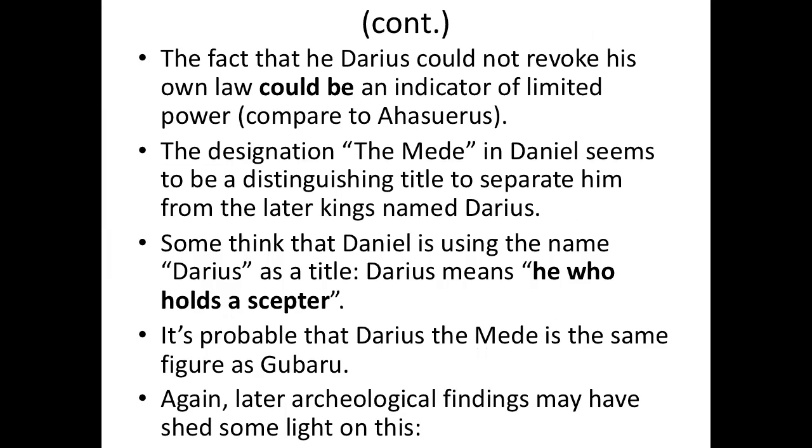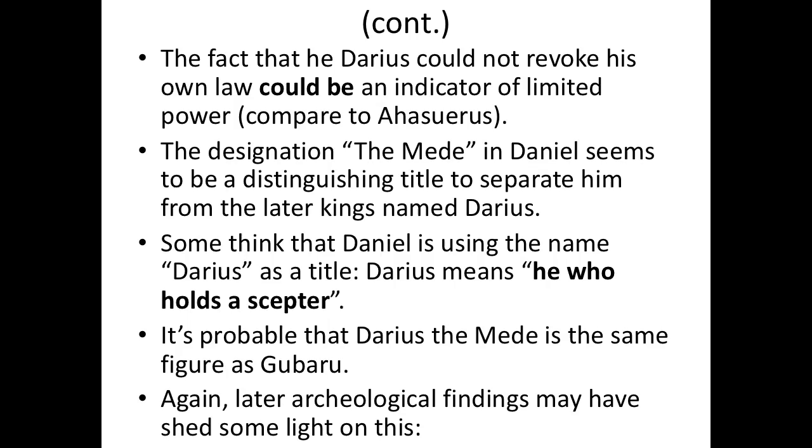But the designation "the Mede" in Daniel, and I already brought this up, seems to be a distinguishing title to separate him from later kings named Darius. So some think that Daniel is using the name Darius as a title. In other words, Darius means he who holds a scepter. So it could be the title of the king, the emblem of authority. So it's probably a title.